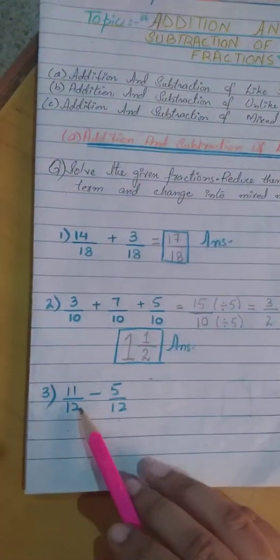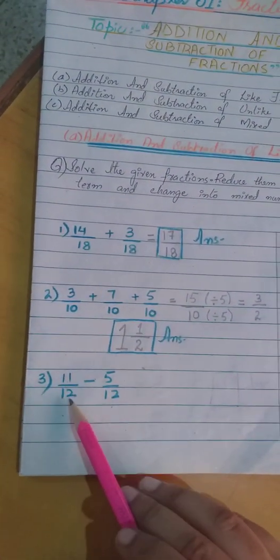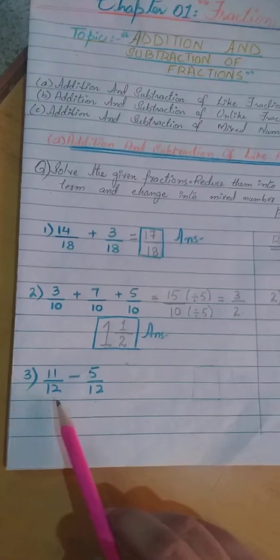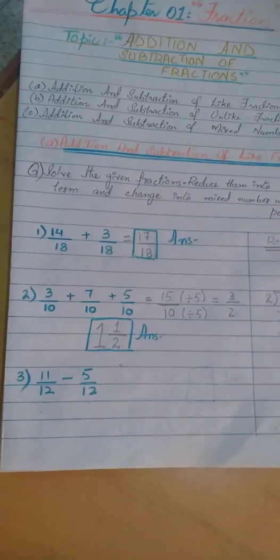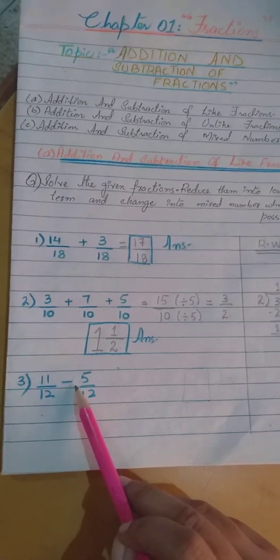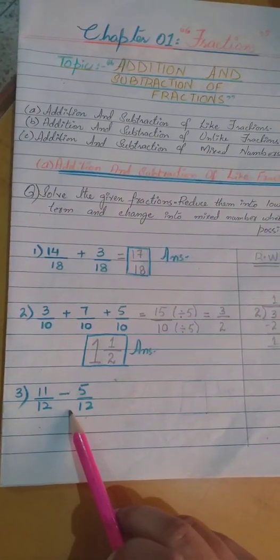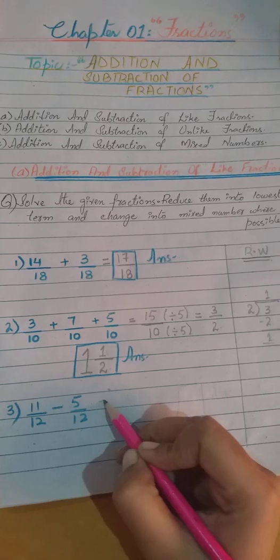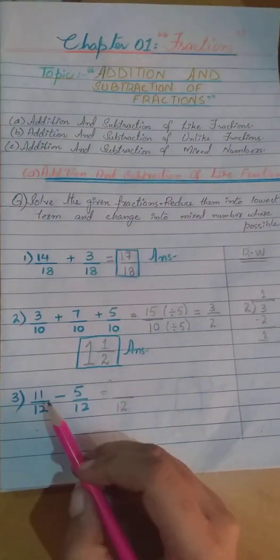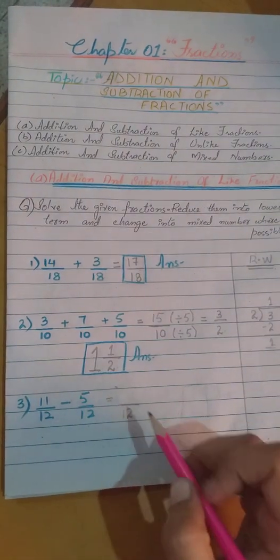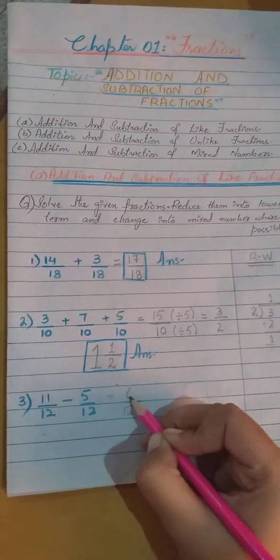Now let's move to example number 3. In example number 3, you are given the two fractions 11 upon 12 minus 5 upon 12. Here you again have the same denominators, which means these two fractions are like fractions. But here you can see we have the sign of subtraction, which means we have to subtract these fractions. So let's start. You will write the denominator as it is, and we will subtract 5 from 11. So we will get 6.